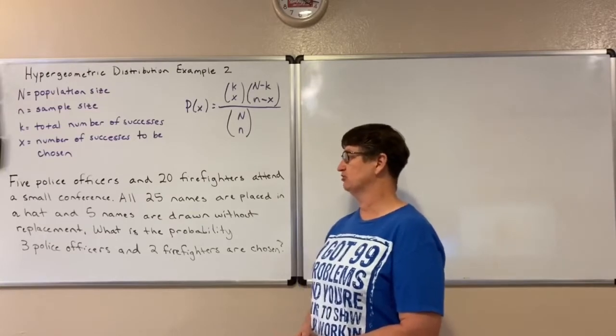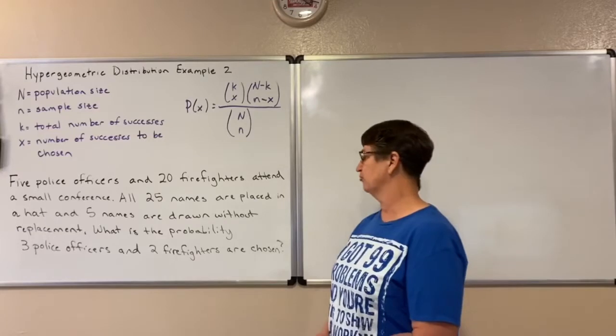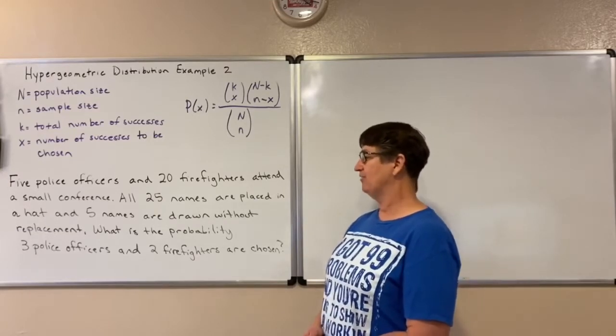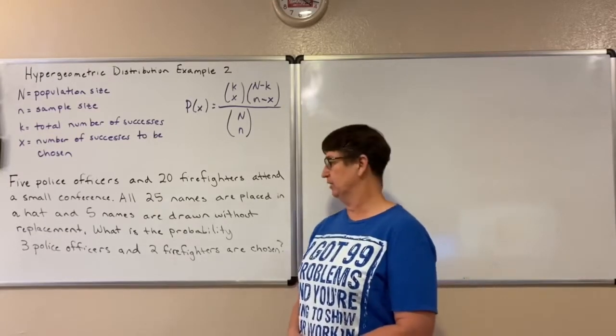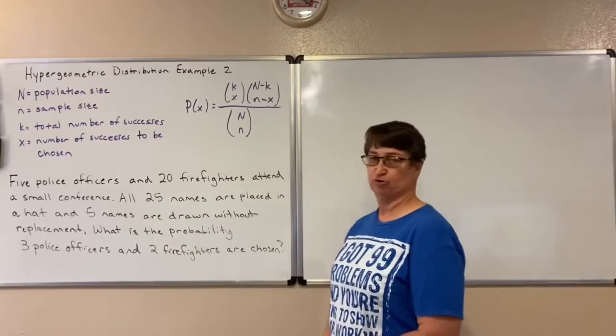5 police officers and 20 firefighters attend a small conference. All 25 names are placed in a hat, and 5 names are drawn without replacement. What is the probability 3 police officers and 2 firefighters are chosen?